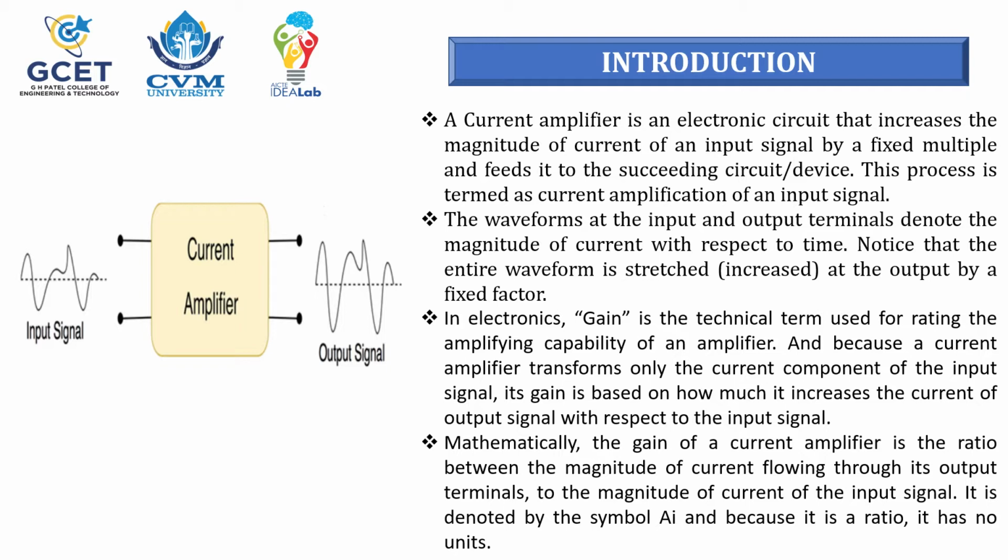In electronics, gain is the technical term used for rating the amplifying capability of an amplifier. Mathematically, the gain of a current amplifier is the ratio between the magnitude of current flowing through its output terminals to the magnitude of current of the input signal. As it is a ratio, it has no units.